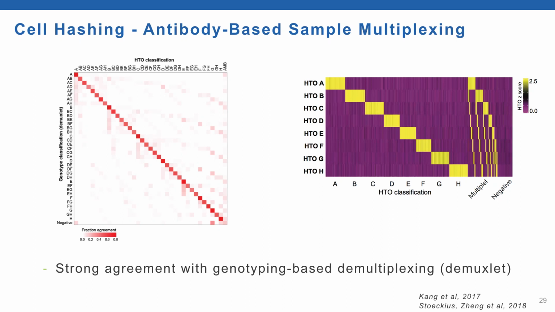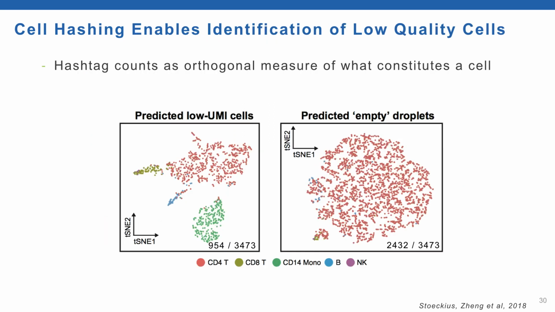We're really pleased to see that we had a very strong agreement with genotyping-based multiplexing. So with Demuxlet from Jimmy's group, we designed our experiment so that we could test this out, and we're pleased to see it really did work nicely.